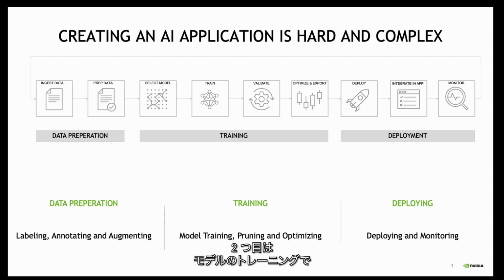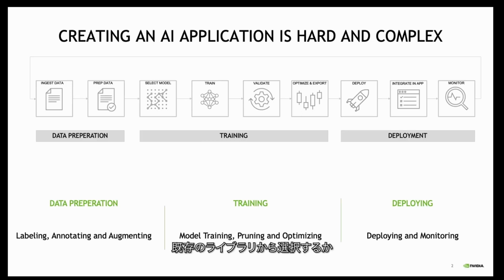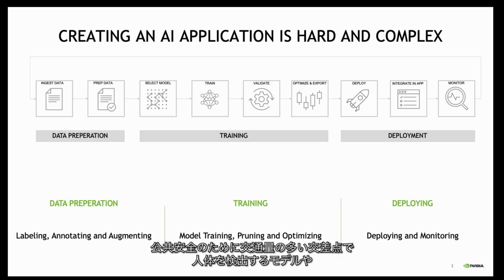The next step is training a model. Training a model involves creating or adapting a model that can make the desired prediction. You start by either choosing from an existing library or building from scratch, and then train and optimize it for a certain task or use case. For example, detecting people in a busy intersection for public safety purposes, or building a model that can translate languages.